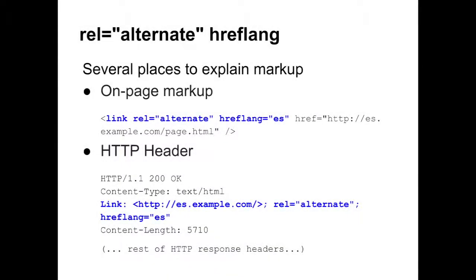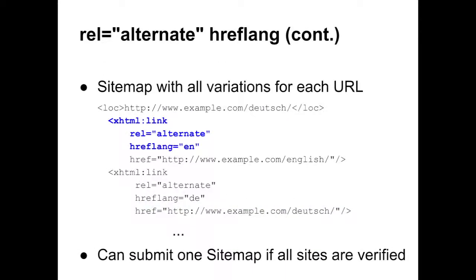Rel alternate hreflang can be listed in several places. Select only one option, whichever is easiest for you. It can be placed in on-page markup as a link attribute in the head of your document. Rel alternate hreflang can also be included in the page's link HTTP header. Another convenient way to specify rel alternate hreflang is in a sitemap. The sitemap will list all language or country-based language alternates for each URL.